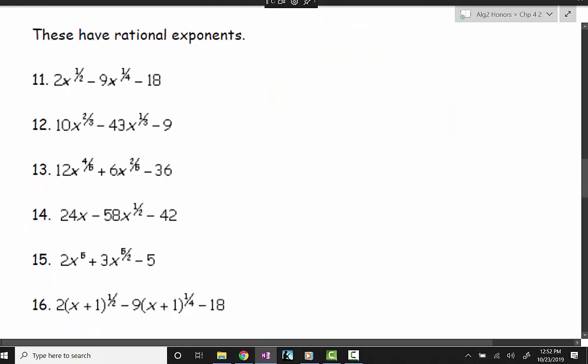The substitution that's a little bit required is going to be starting at number 11. So 2, 9, and 18, nothing doing as far as the GCF. This one's a little bit tricky. We have to realize that 1/2 is actually 2 over 4. So that means u is going to be x to the 1/4 to make this a little bit easier. So I get 2u squared minus 9u and then minus 18.